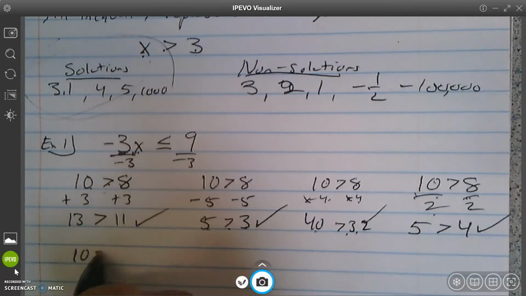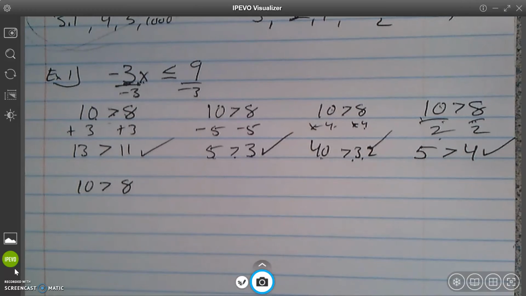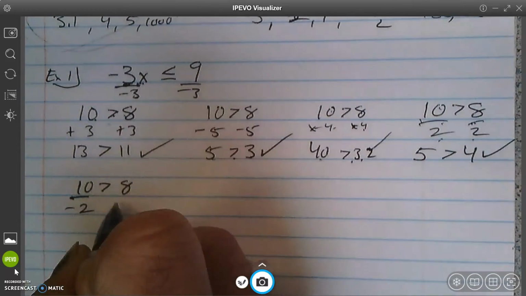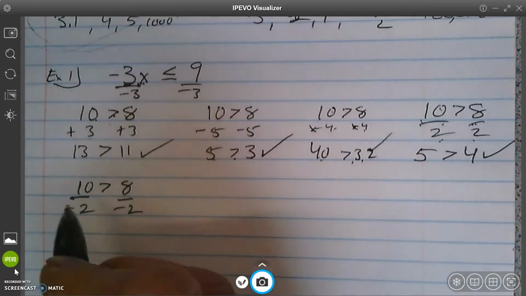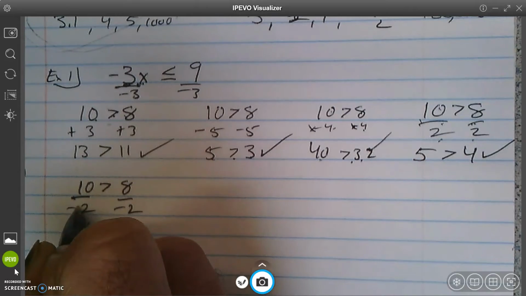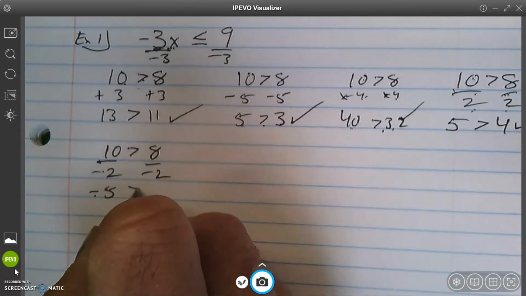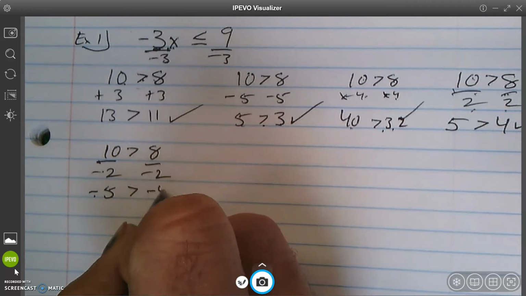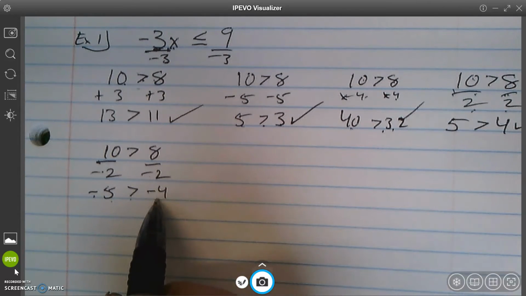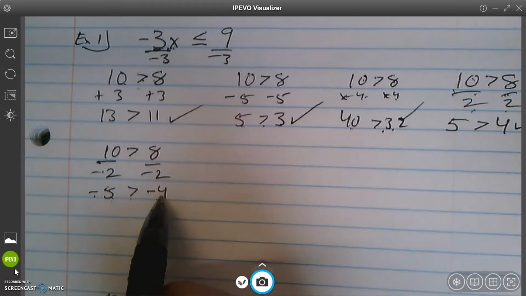So what happens if you divide by a negative number? Let's talk about that. So rather than divide by 2 here, I'm going to divide by negative 2. There we go. So 10 divided by negative 2 is negative 5, because a positive divided by a negative is a negative. Bring that down. This is negative 4. Is this true? Is negative 5 bigger than negative 4? No. Negative 5 is not bigger than negative 4, because negative 4 is closer to 0 on the number line.